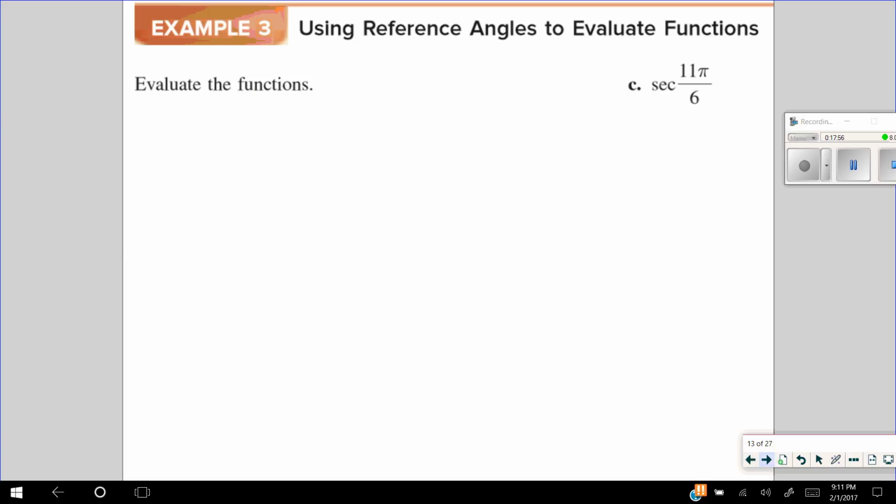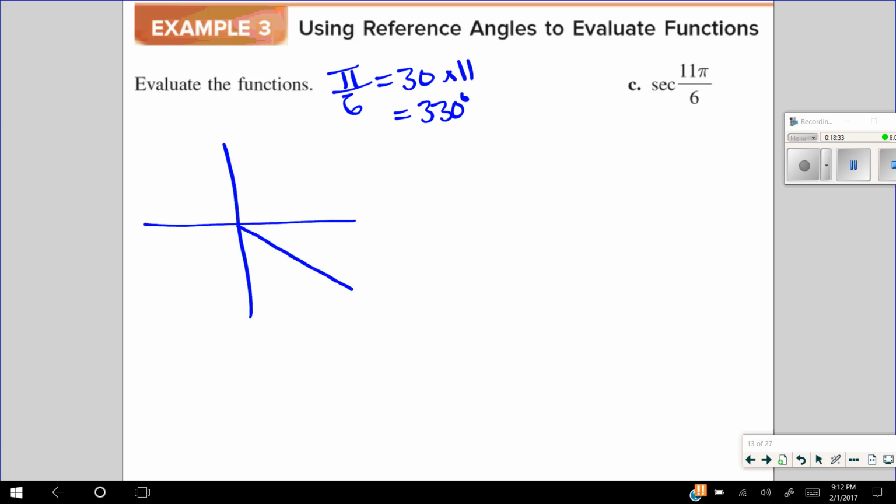All right. I'm going to try another one. 11 pi over 6. Yuck. I don't like working with radians. So what I'm going to do is quickly convert this to degrees. And the easiest way to do that is just to know that 1 pi over 6 is 30 degrees. And so if I have 11 of those, I'm just going to multiply by 11. And 30 times 11 is 330 degrees. Okay, easy enough. So I can now sketch that. 330 falls right about here.